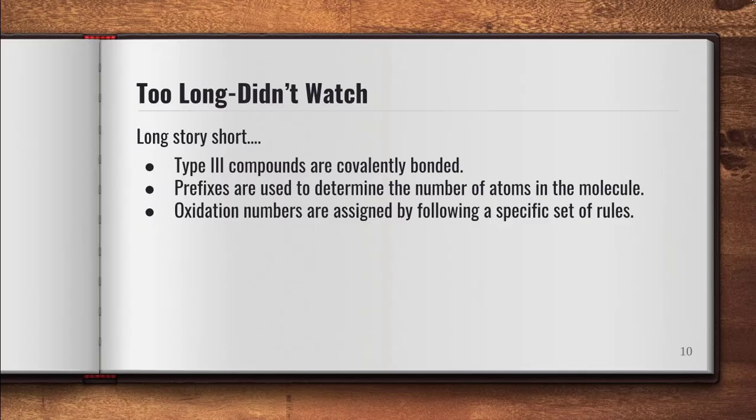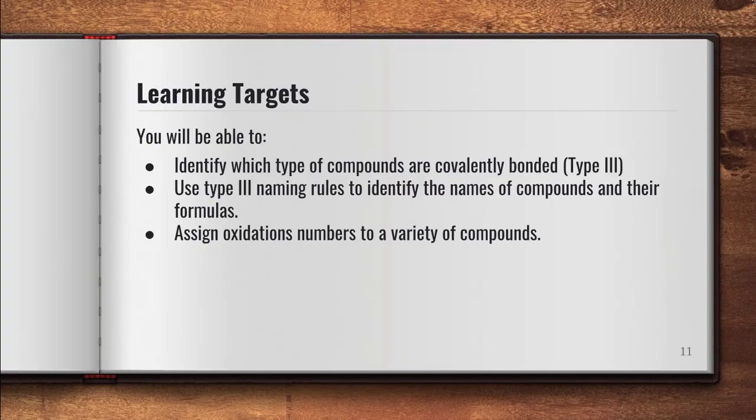So long story short, we've gone through a lot of different material today. We've talked about type 3 chemical compounds and understanding how they're covalently bonded, along with determining and utilizing the nomenclature that's associated with it. We also took a brief look at oxidation numbers that we can assign to particular elements in a compound. It's a pretty straightforward process, pretty important process, especially when we start talking about a variety of different chemical reactions. Hopefully you got what you needed from this video.